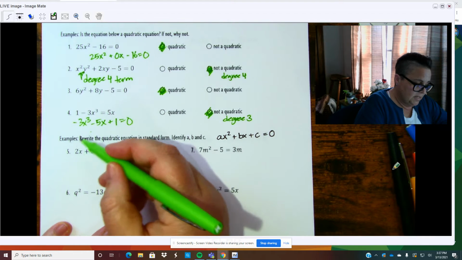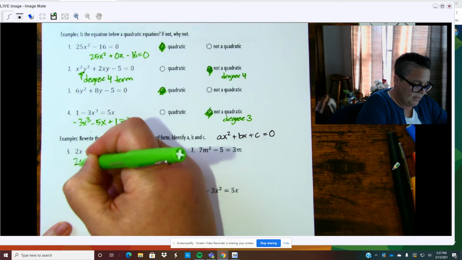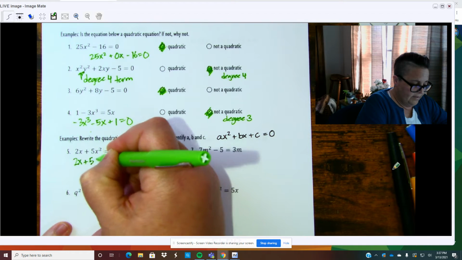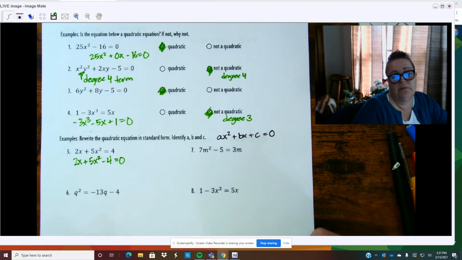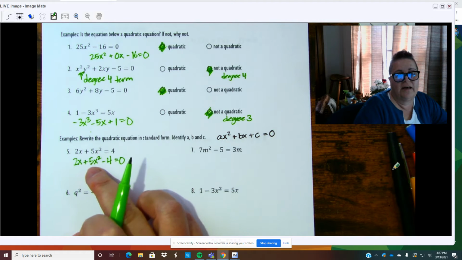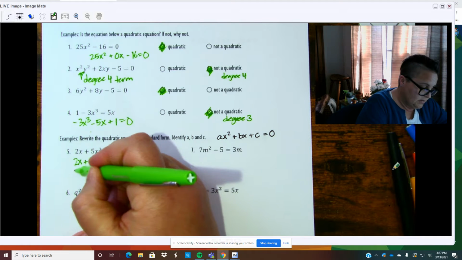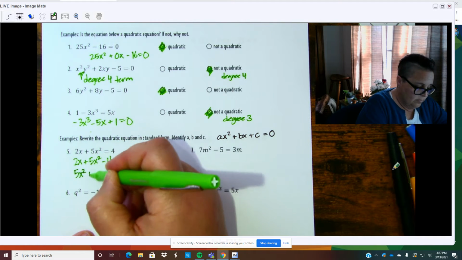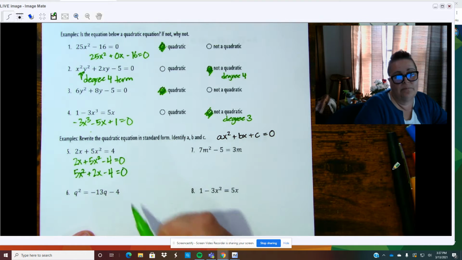So the first thing I'm going to do is subtract that 4 over. So I have 2x plus 5x squared minus 4 is equal to 0. Now, once I have that subtracted over, I can reorder the side. The 5x squared should come first, the 2x second. So this would be 5x squared plus 2x minus 4 equals 0.